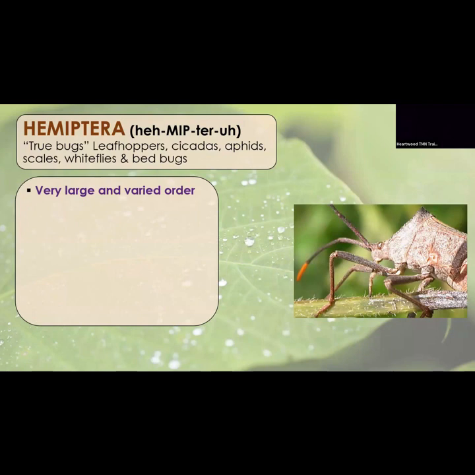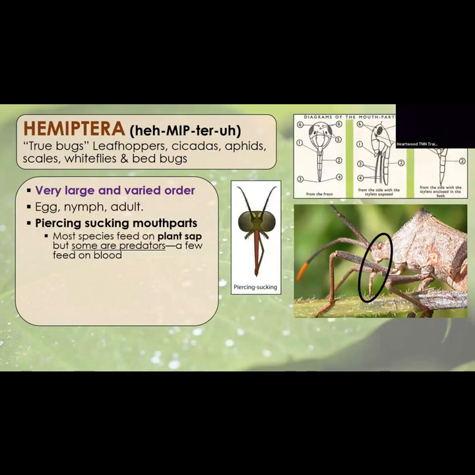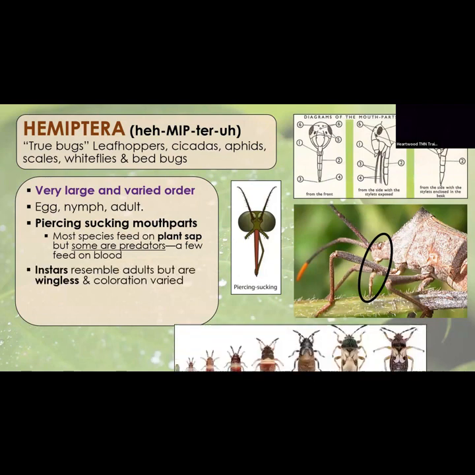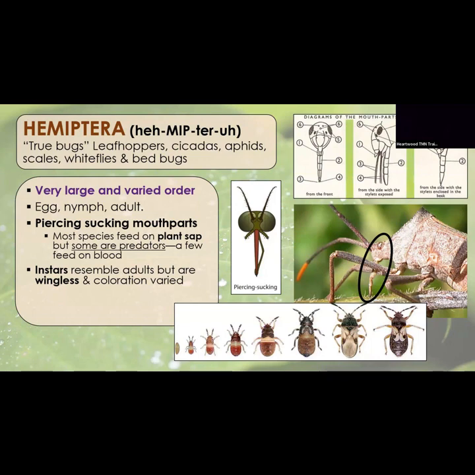Hemipterans include leafhoppers, cicadas, aphids, scales, whiteflies, and bed bugs. Very large, very varied, all have piercing and sucking mouth parts. Some are predators. Most feed on plant sap, like aphids with their honeydew. But as we'll talk about, some feed on blood.